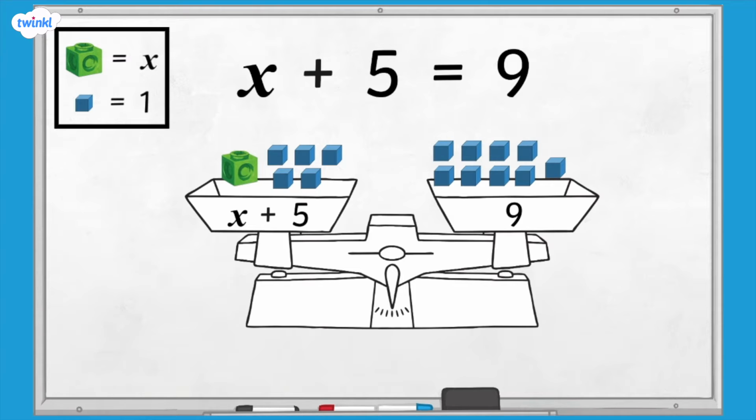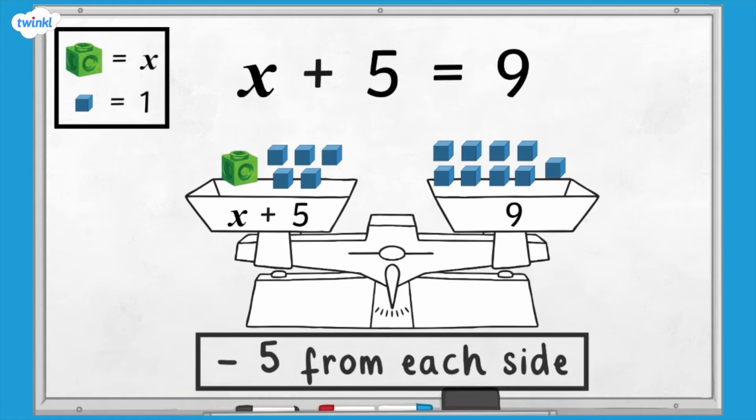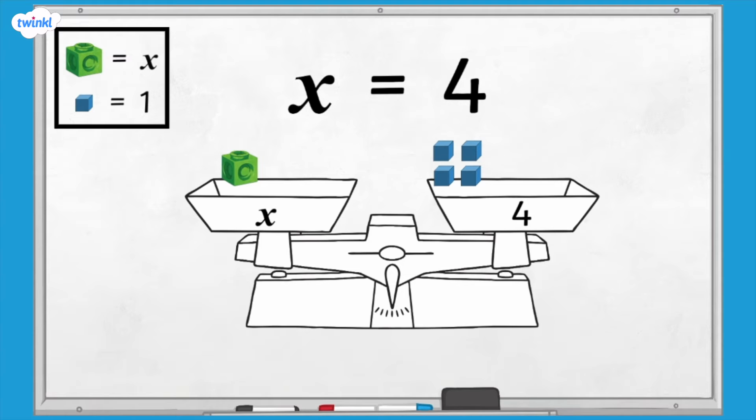We want to find out what x is equal to. We can add or subtract cubes from the balance scales as long as we do the same to both sides to keep it equally balanced. If we take 5 blue cubes away from each side of the scale, we will be left with the green interlocking cube representing x on its own on one side and 4 blue cubes representing 4 on the other. Therefore, x is equal to 4.